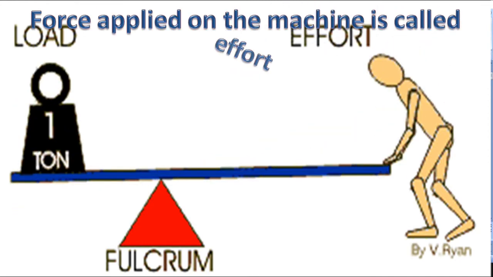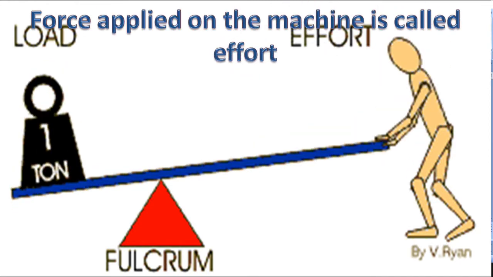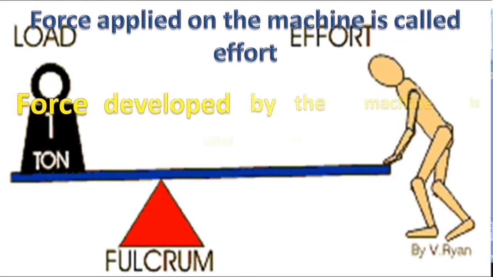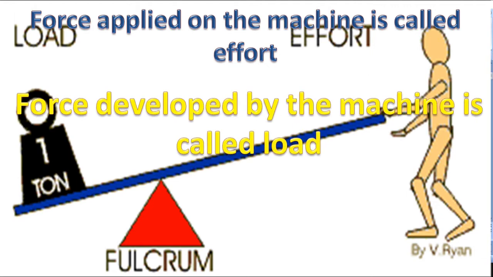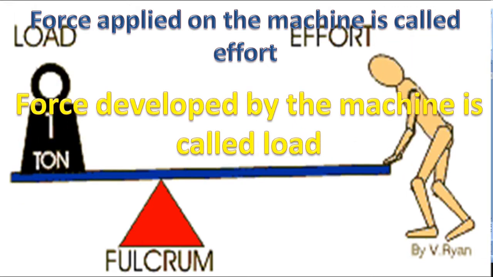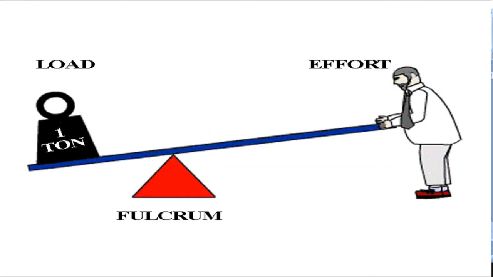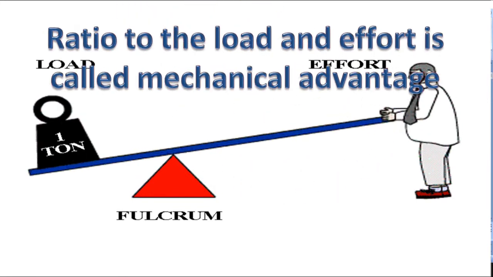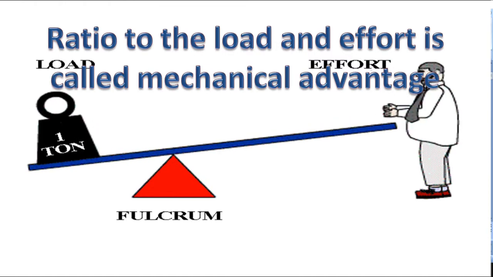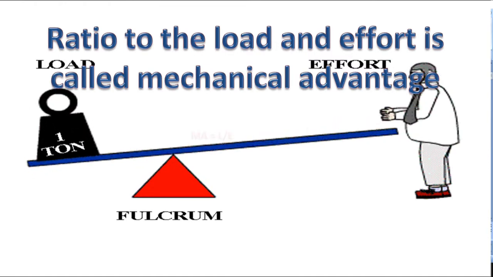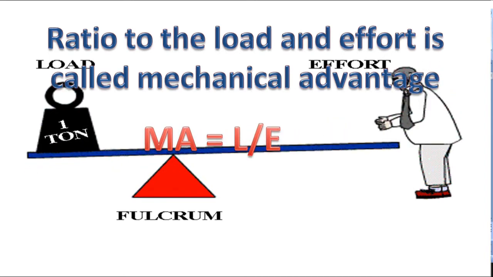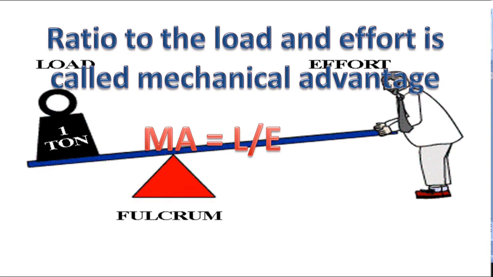Force applied on the machine is called effort. Force developed by the machine is called load. Ratio of the load and effort is called mechanical advantage. It is calculated by MA equal to load by effort.